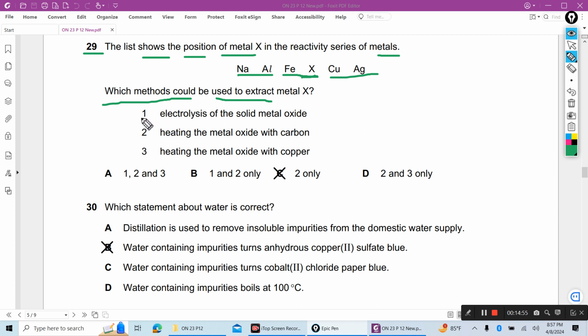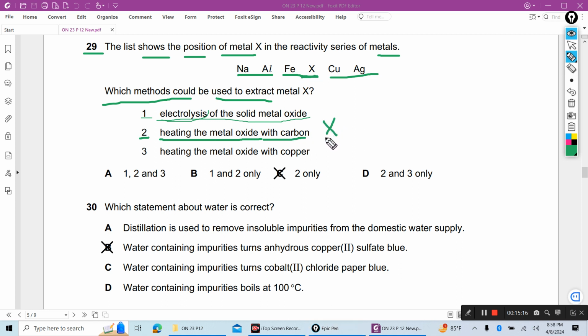So number 1, electrolysis of the solid metal oxide. No, the electrolysis method is applicable for more reactive metals. So this is wrong. 2, heating the metal oxide with carbon. Yes, this is true.